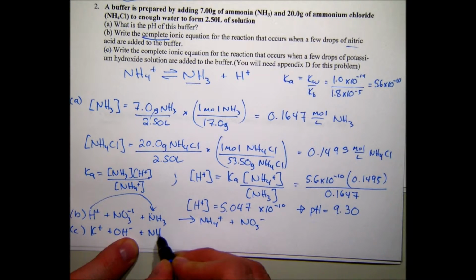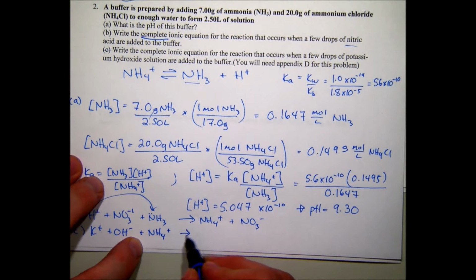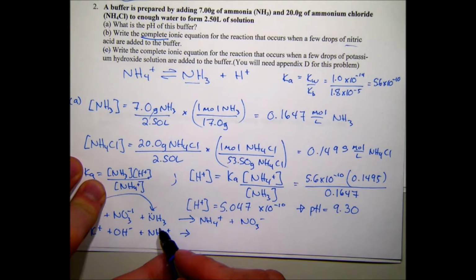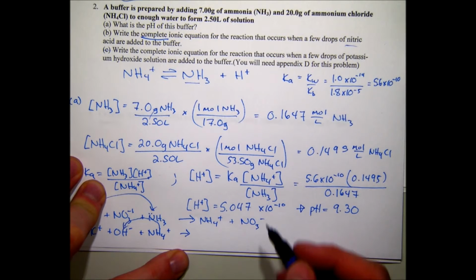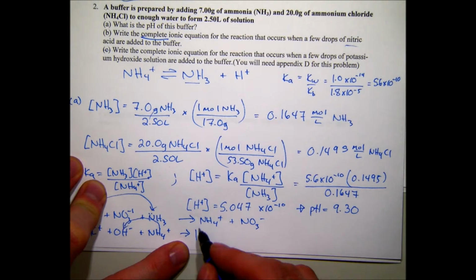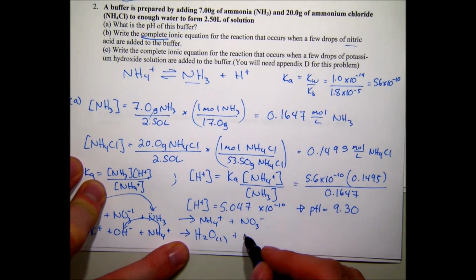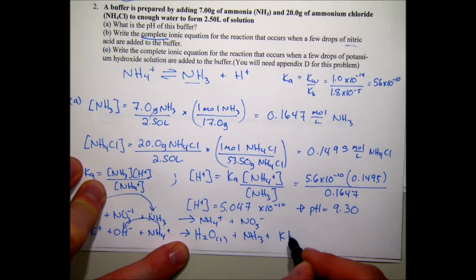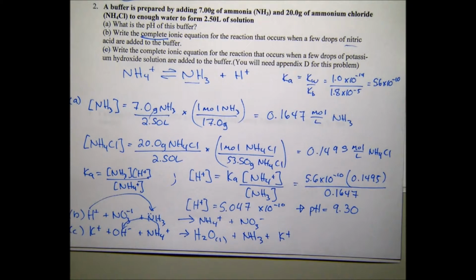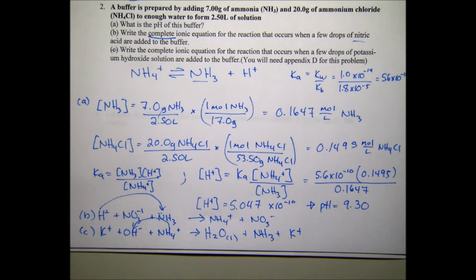And I will react this with the acid. The hydrogen from the ammonium will attack the hydroxide, to form water, and give me NH3 plus K plus. And that's the complete ionic equations. If we were asked to write net ionic equations, we would be removing the nitrate or the potassium.